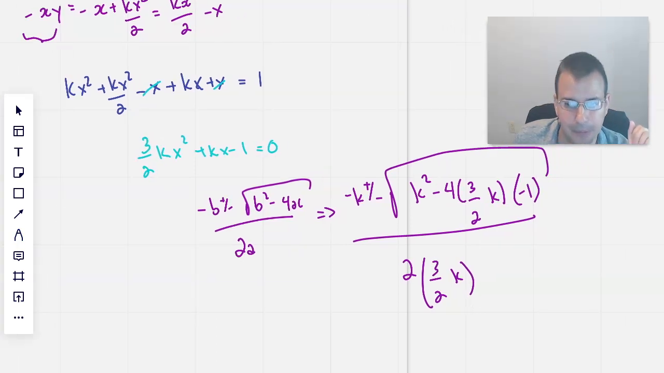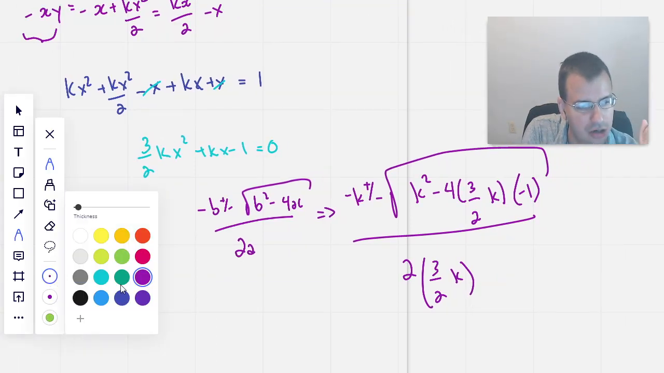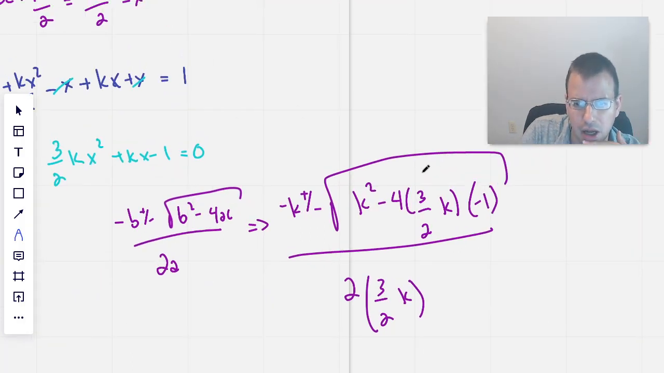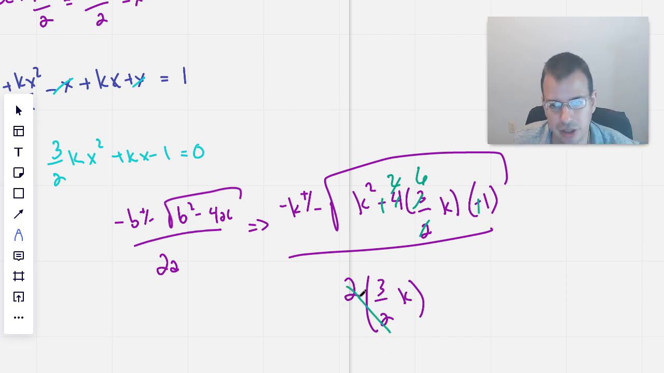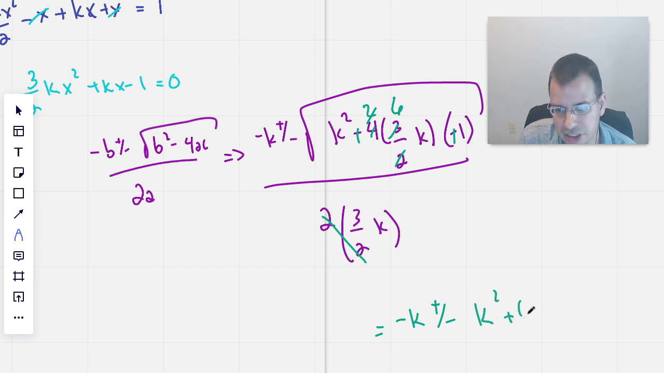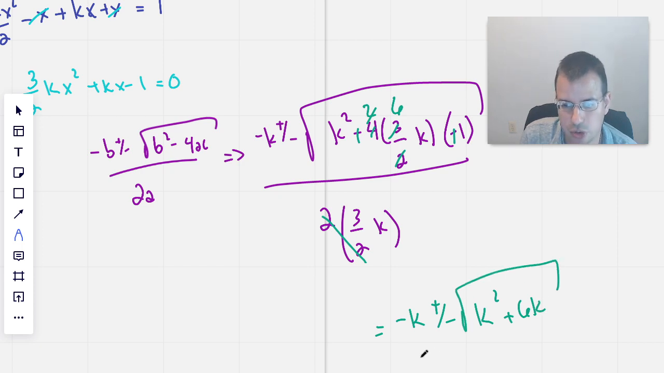We can do a little simplifying here. I'll pick a good color for contrast. Yep, I like green. Purple and green go together well. The 4 and the 2 become just a 2. The 2 and the 3 become a 6. The negative and the negative 1 become a positive. The 2 and the 2 cancel. And we are left with negative k plus or minus the square root of k squared plus 6k, all over 2a, which is the same as 3k.